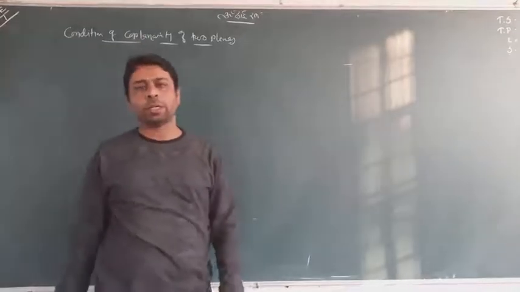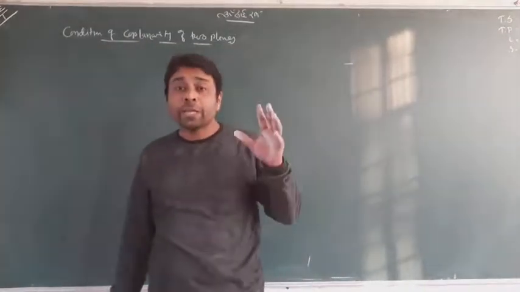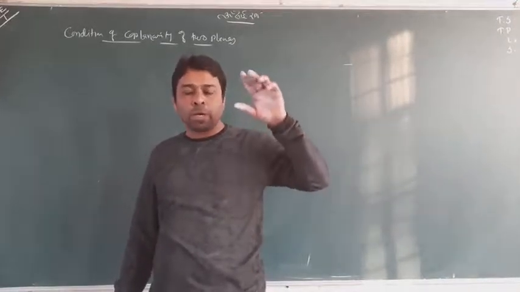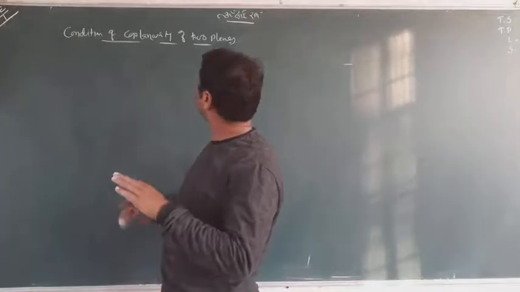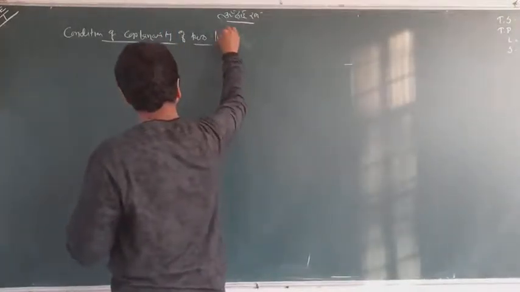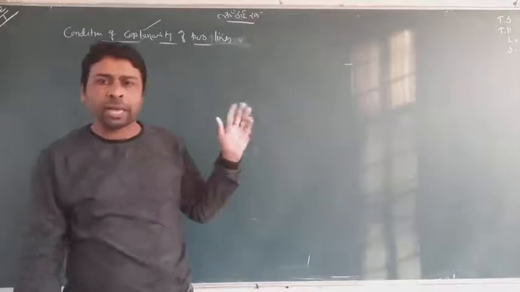What is its meaning? The condition of coplanarity of two lines means the condition for two lines lying in one plane. Definitely it means that in a single plane both lines are lying.